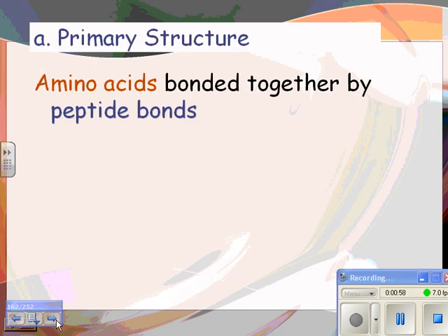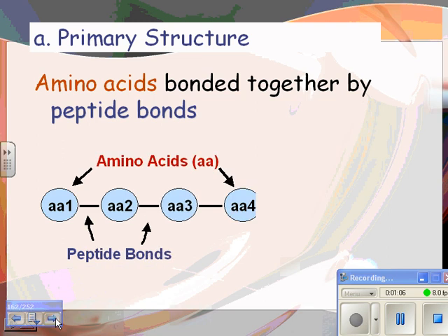Primary structure. The primary structure is just which amino acid comes first and which amino acid comes second. So the amino acids are bonded together by peptide bonds. So here's the primary structure. This amino acid, and then that one, and then that one. It's the order or the sequence of amino acids.